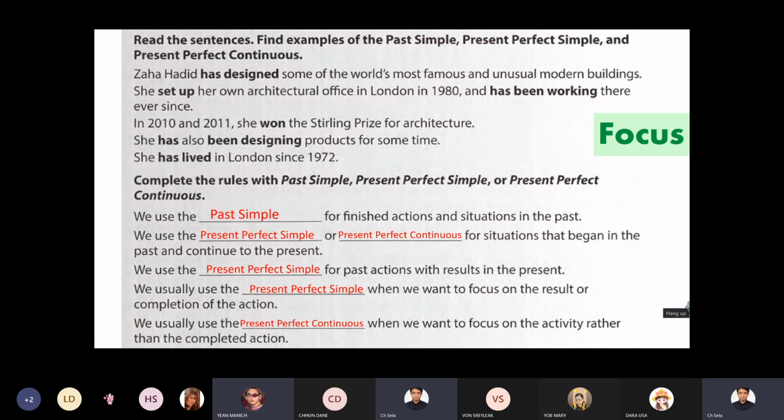Complete the rules with past simple, present perfect simple, or present perfect continuous. We use the past simple for finished action and situation in the past. We use present perfect simple or present perfect continuous for situation that began in the past and continue to the present. We use the present perfect simple for past action which result in the present. We usually use the present perfect simple when we want to focus on the result or completion of the action. We usually use the present perfect continuous when we want to focus on the activity rather than the completed action.